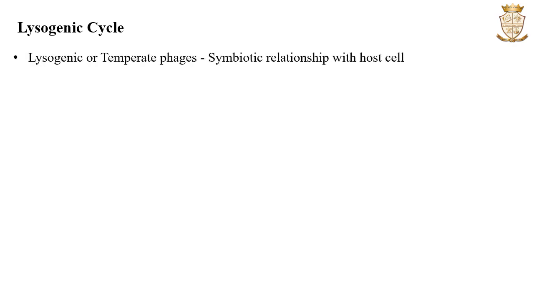So, we were discussing the lytic or virulent phages till now. They produce lysis of the host cell for their reproduction. Now, we will discuss the lysogenic or temperate phage and their life cycle. Lysogenic cycle is a mode of reproduction by lysogenic phages or temperate phages. They enter into a symbiotic relationship with their host cell without destroying the host cell. Lambda phage that infects E. coli is an example of a lysogenic phage.